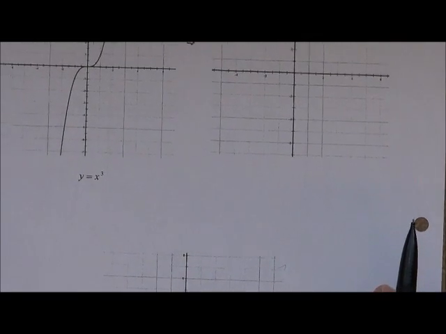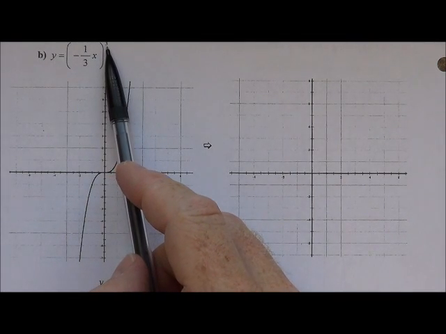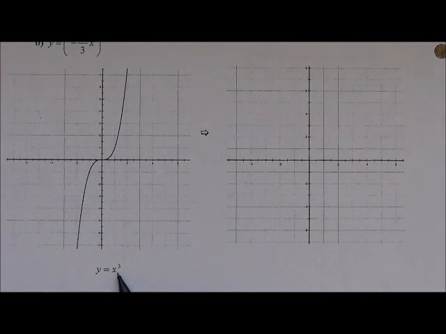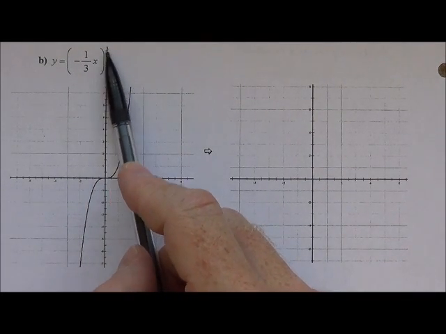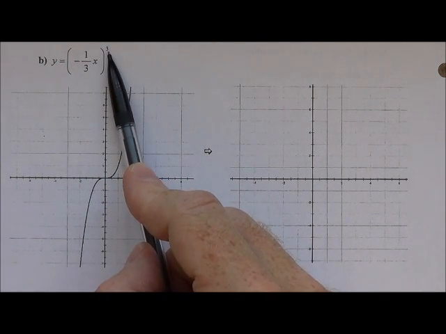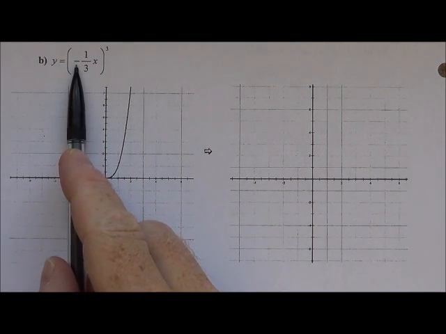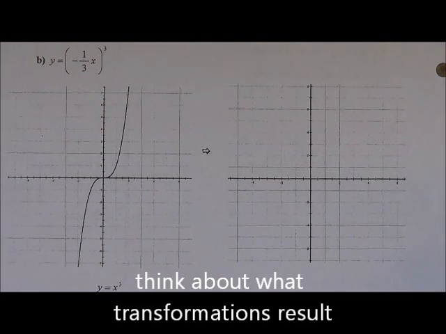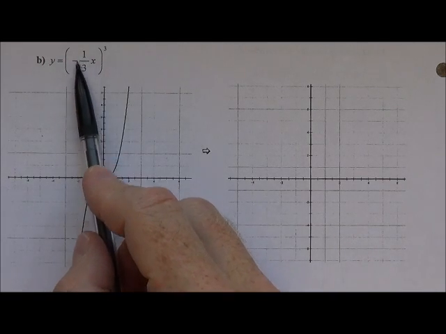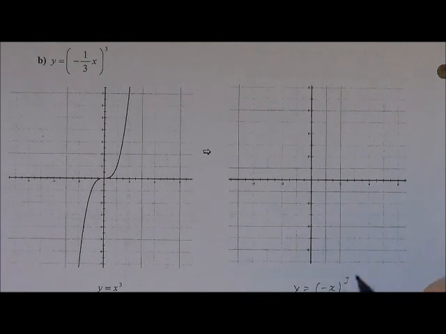We could take a look at another one. This is the same kind of idea, but now we notice with this parent function of x cubed, which we have here, that the negative and the third are inside with the x. So if it's inside the function, then that means that it is horizontal. Okay, so negative and then 1/3. So the negative, what does the negative do to a parent function? And then the 1/3 inside with the x, what would that do? Okay, so let's take a look at it step by step here.